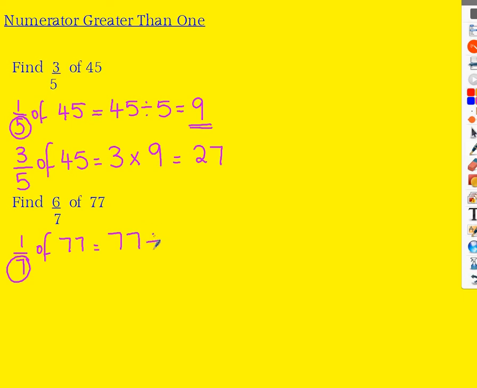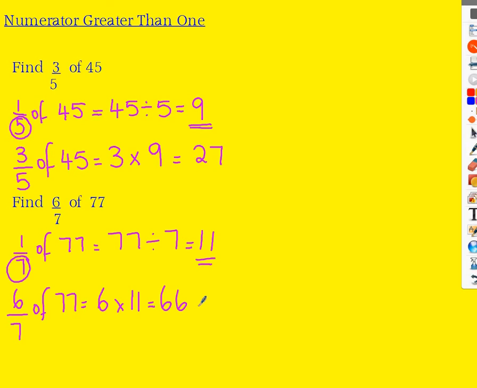77 divided by 7 is 11. 1/7 of 77 is 11. But to finish off the question, we need to find 6 sevenths of 77. So that's 6 lots of 1/7, or 6 times the answer here for 1/7. So that's 6 times 11, which is 66. 6/7 of 77 is 66.